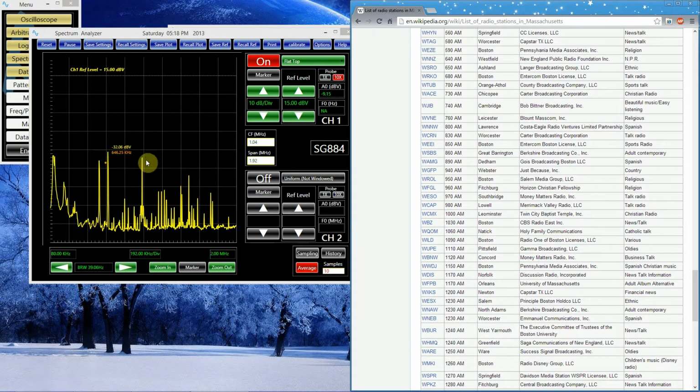These other peaks could correspond to other radio stations in the area. The relative heights of the peaks would correspond to the power that the radio stations are using, and also how far away the stations are, since you expect there to be more loss the further the signal has to travel.